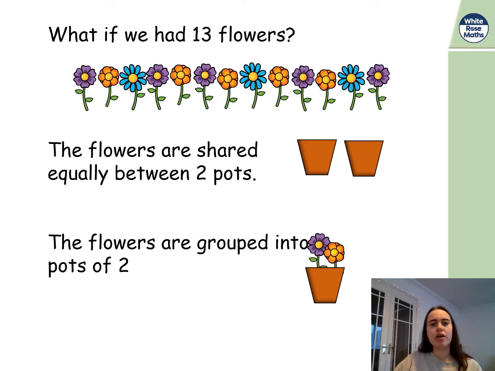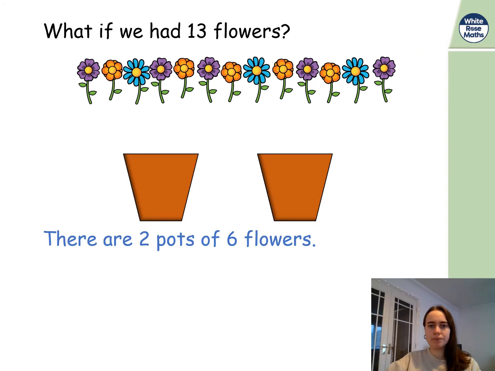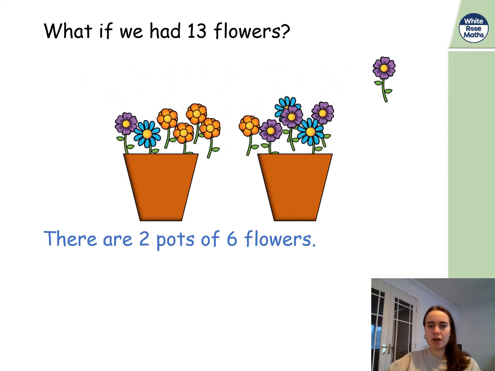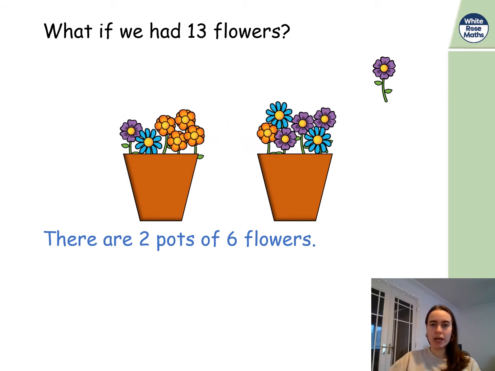What if we had 13 flowers? The flowers are shared equally between 2 pots, or the flowers are grouped into pots of 2. So we'll have a go at doing these again. What if we had 13 flowers? So here we go. Shared out equally, one at a time.